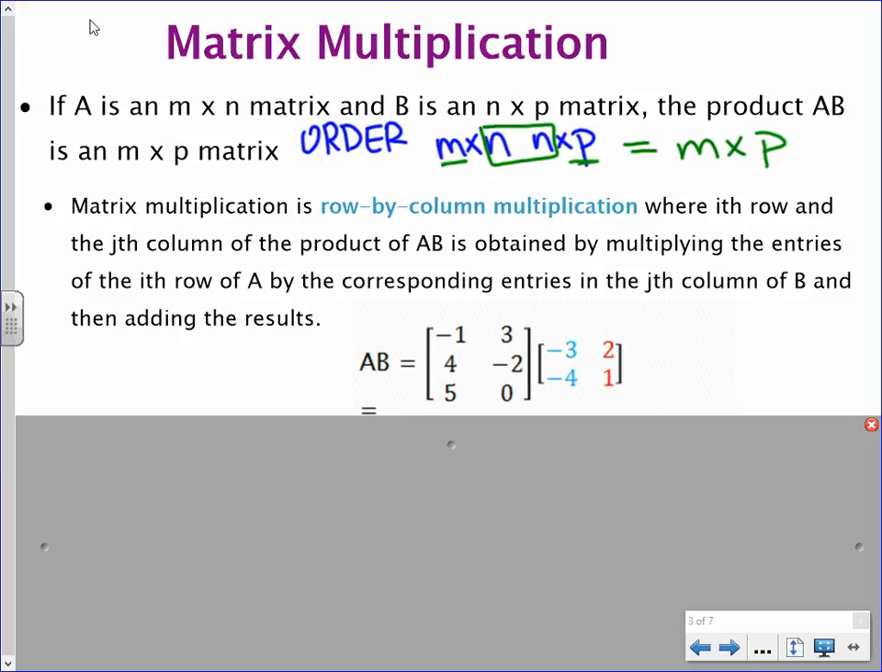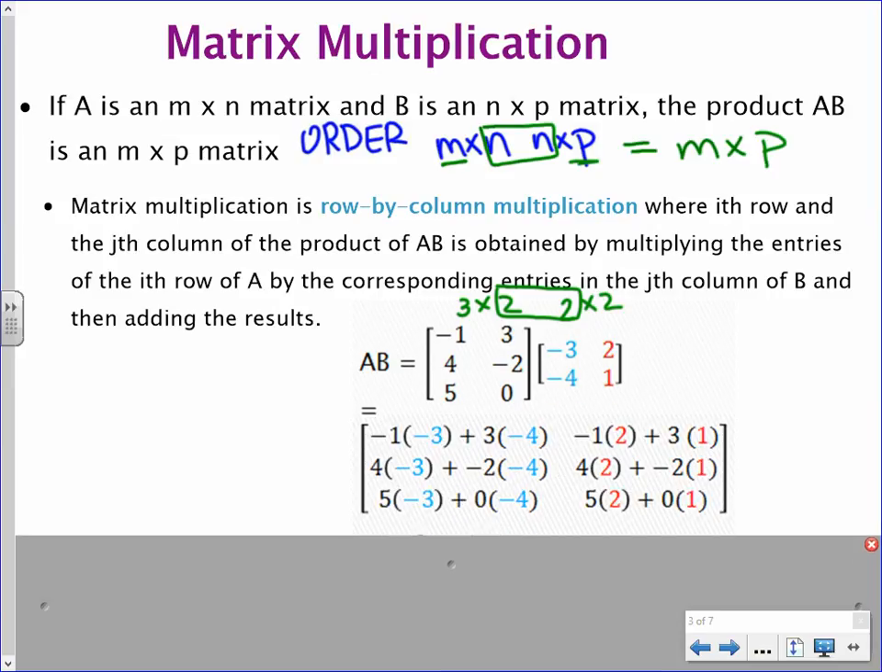So, first of all, let's talk about the order of these matrices. What is the order of A? 3 by 2. What's the order of B? 2 by 2. Okay, do these numbers match up? Yes. And this means our resulting matrix will be a 3 by 2. So what I would do is I would say equals and make a big matrix for 3 rows, 2 columns. Make it big so you can fit all these numbers.